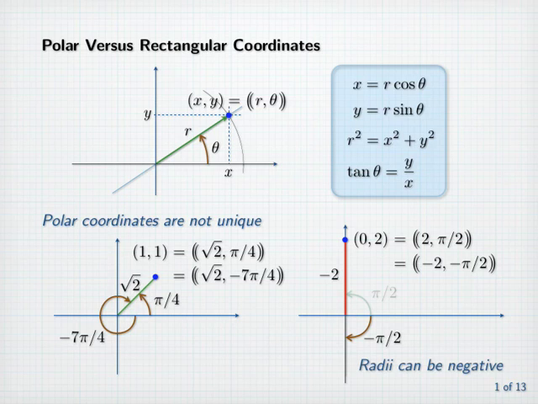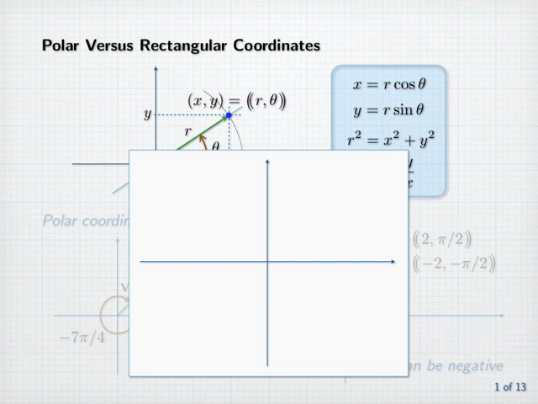Any point other than the origin can be described with either a positive or a negative radius. A good way to think of this is to imagine that at any angle theta there is a copy of the real number line whose positive end corresponds to the terminal side of the angle theta and whose negative end points in the opposite direction.